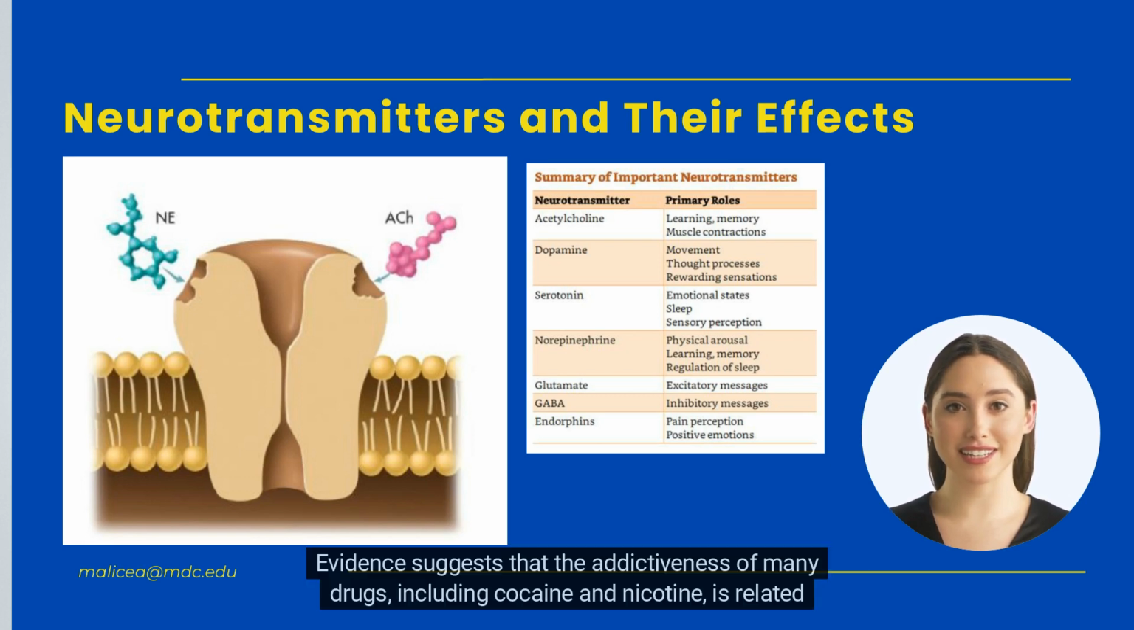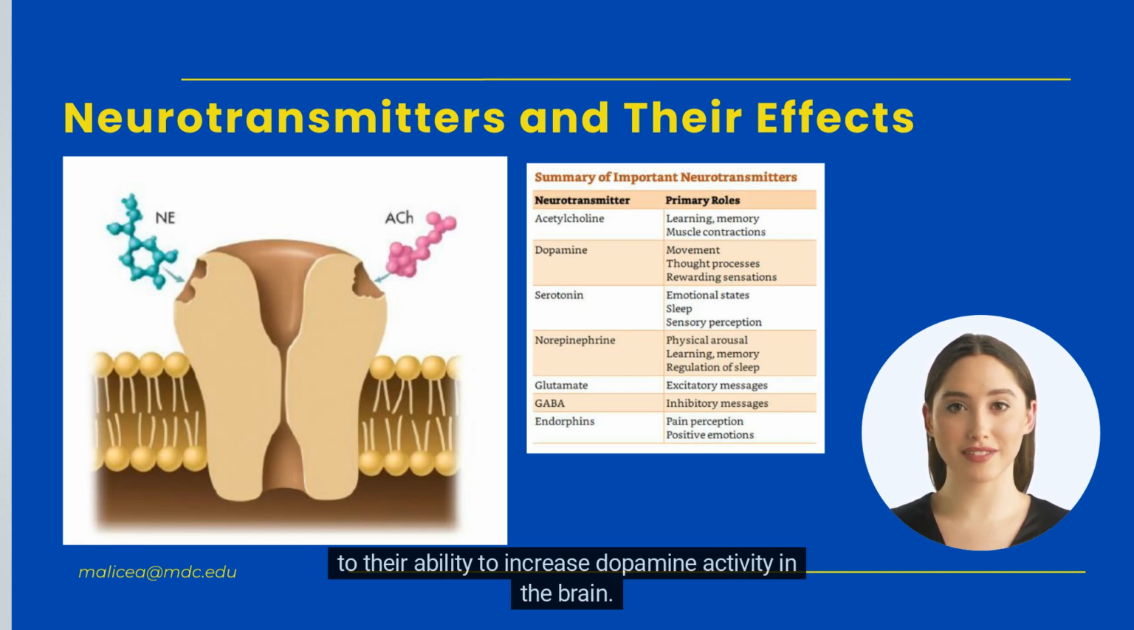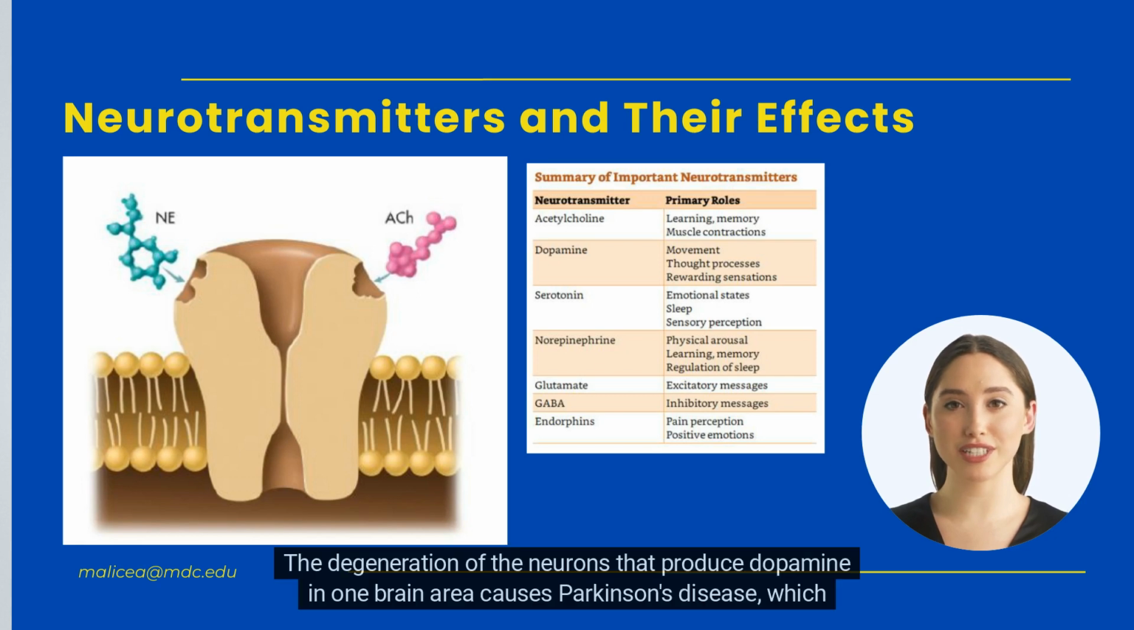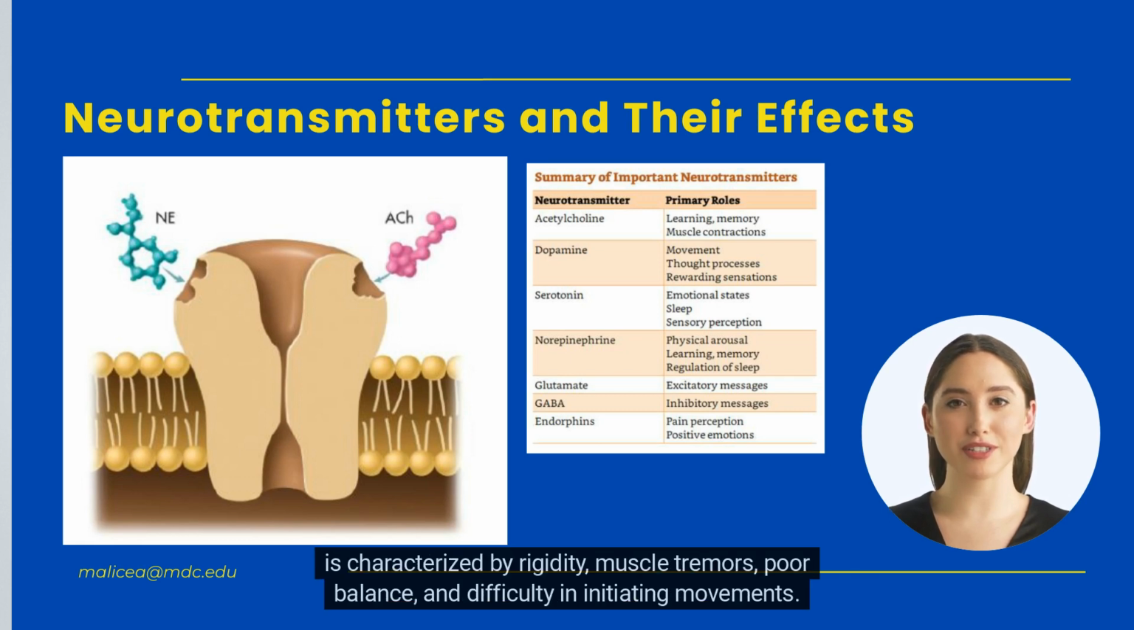Evidence suggests that the addictiveness of many drugs, including cocaine and nicotine, is related to their ability to increase dopamine activity in the brain. The degeneration of the neurons that produce dopamine in one brain area causes Parkinson's disease, which is characterized by rigidity, muscle tremors, poor balance, and difficulty in initiating movements.